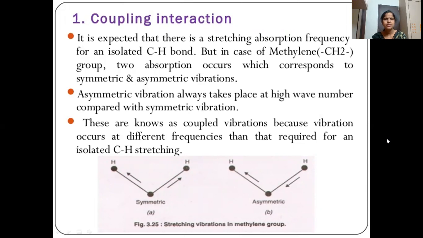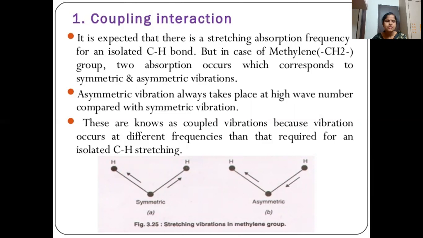Here you can see it is a CH2 group, that is the methylene group. Here, a stretching absorption frequency for an isolated CH bond is what we would expect. But in the case of methylene, we observe 2 absorption bands. That is due to the coupling interactions between the CH bonds of the CH2 group. Those 2 bands are formed by symmetric stretching and asymmetric stretching.